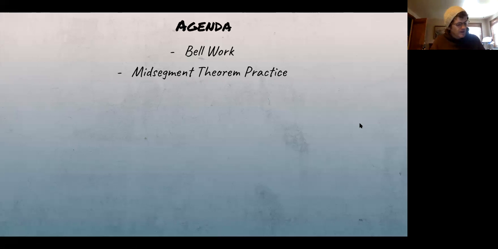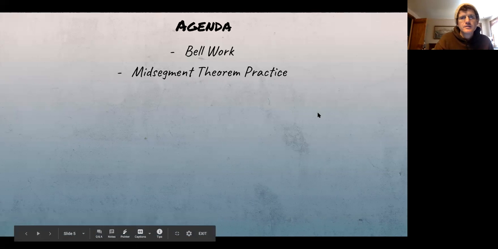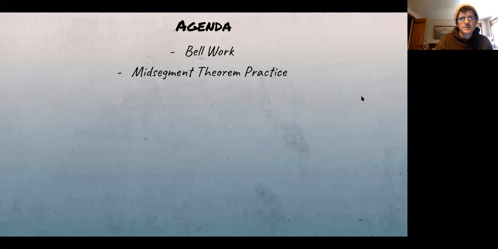So we're just going to get some practice. We're not going to learn anything new today, but we are going to be practicing with stuff that we already did on Friday. So we talked about that before. Mid-segment theorem practice. That's the main thing for the day.